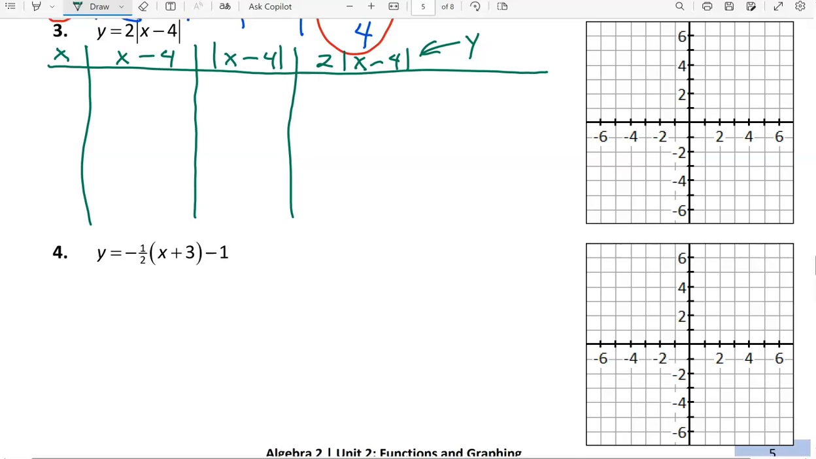And that last column will represent our y's because y equals 2 times the absolute value of x minus 4. When working with absolute values, just like when working with a square, it's important that we have some negative and some positive inputs to the absolute value. So I'm going to use -3, -2, -1, 0, 1, 2, and 3, and I'm choosing x minus 4 because x minus 4 is what we're going to take the absolute value of.